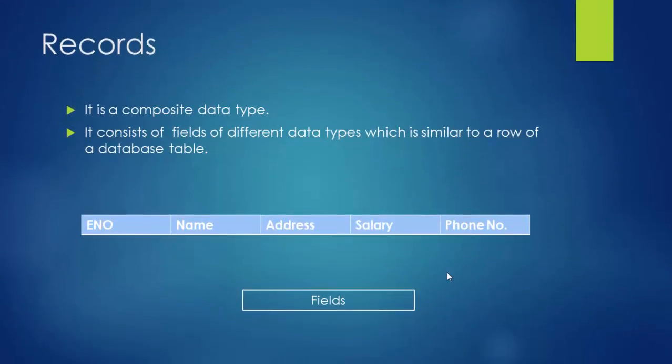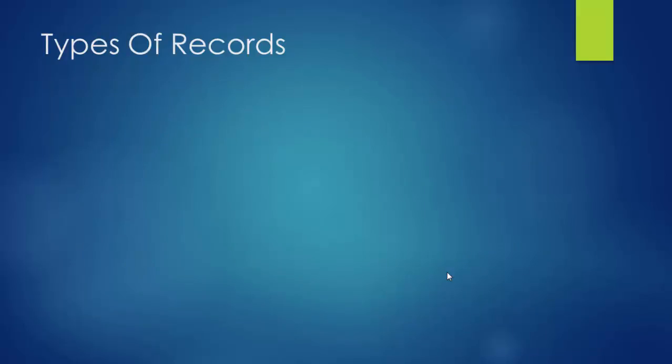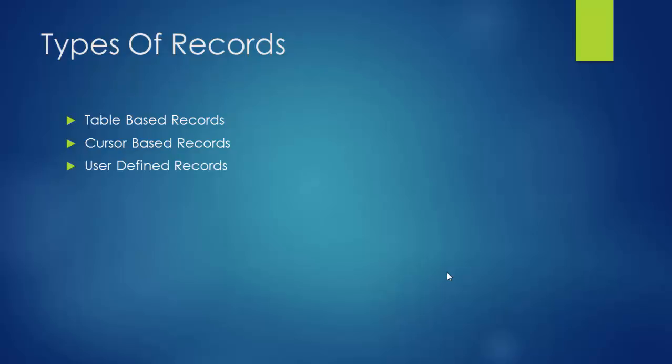Well, what is a record? Basically, a record consists of fields of different data types and it exactly represents a row of a database table. Say, for example, here we have fields like phone number, address, employee number, name, salary. All these are of different data types and all these collectively represent a record. Now, there are three types of records. First is the table-based record, then we have cursor-based record, and finally we have the user-defined records. So let's discuss all these three of them one by one.